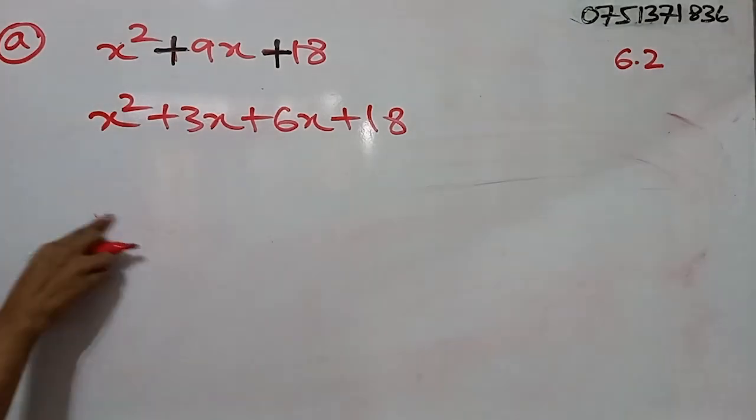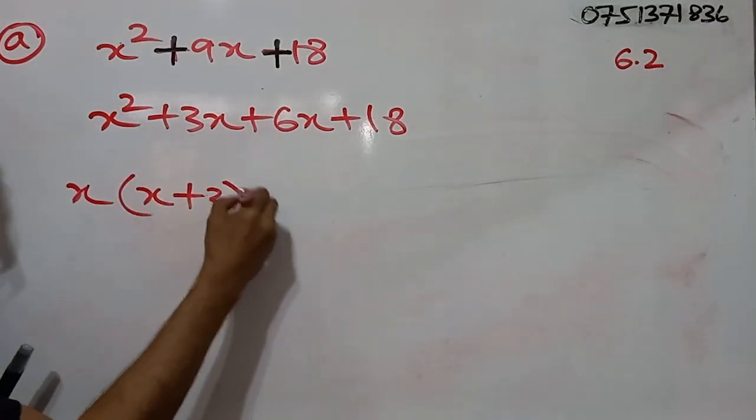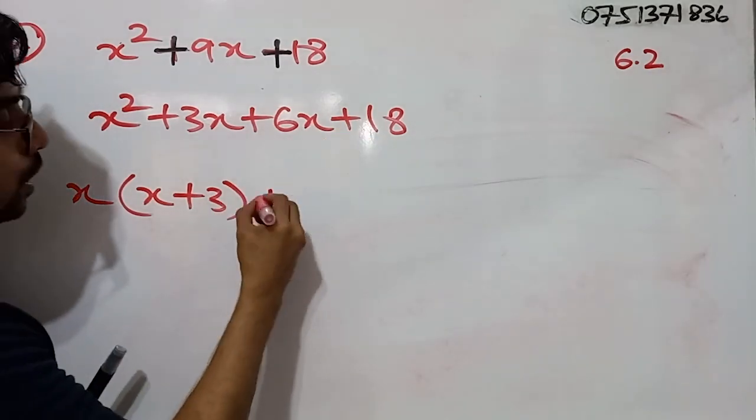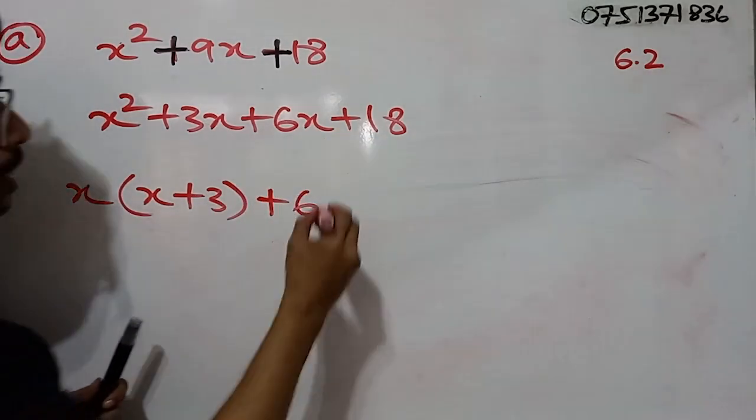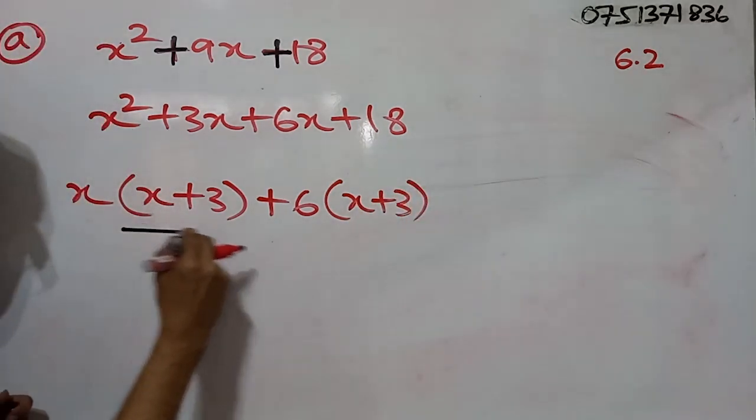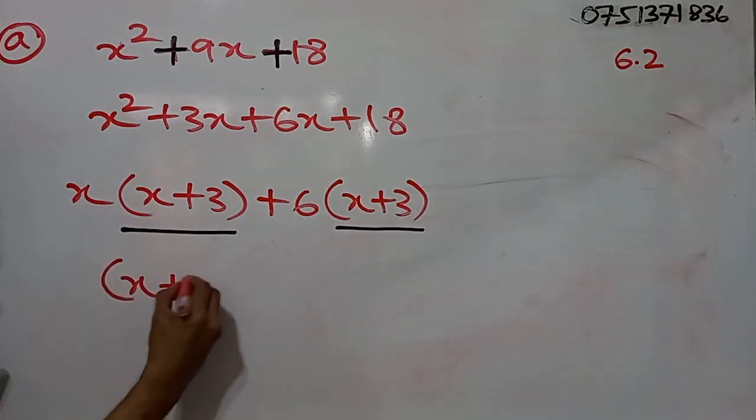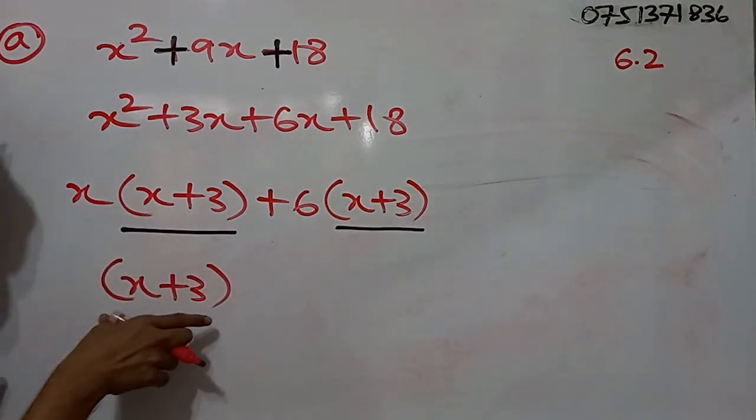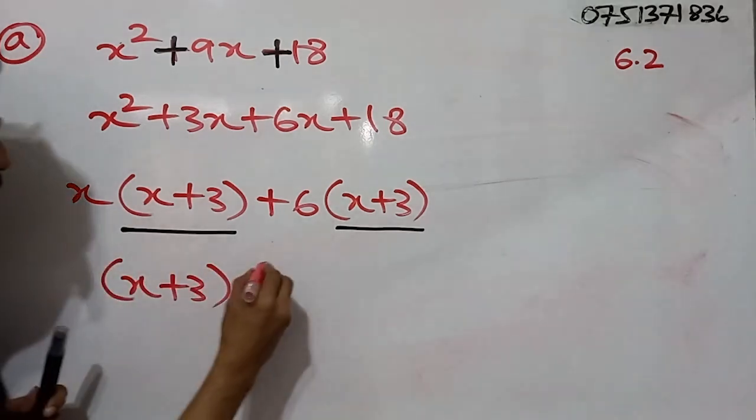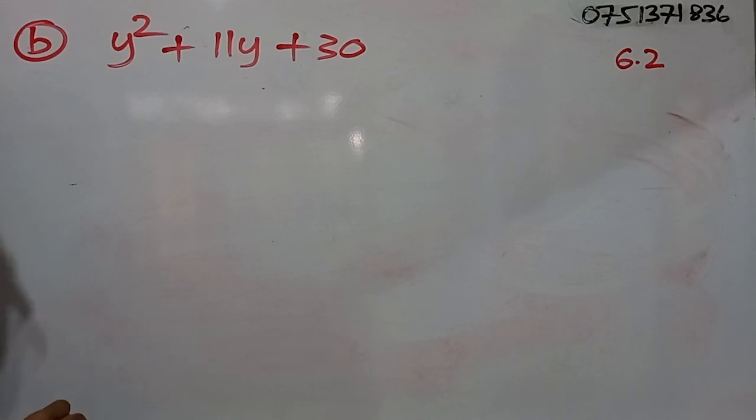So when we consider these two terms, what is the common factor? x. So what goes inside? X plus 3. When we consider these two terms, the common factor is what? 6. So what goes inside? X plus 3. Now, these two are common. So we can take x plus 3, that entire expression as one factor, and the other one x plus 6. Right. Simple B. Okay.